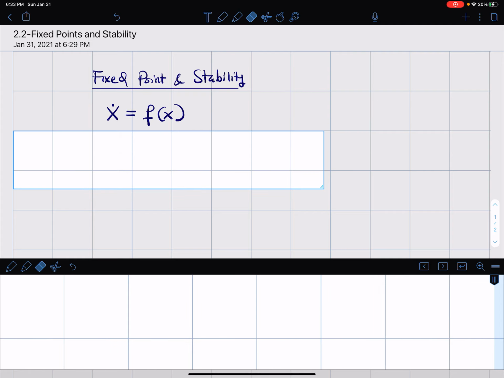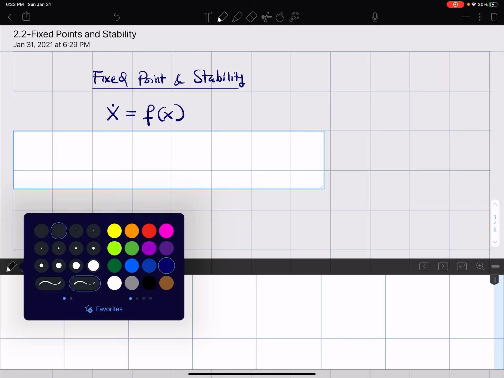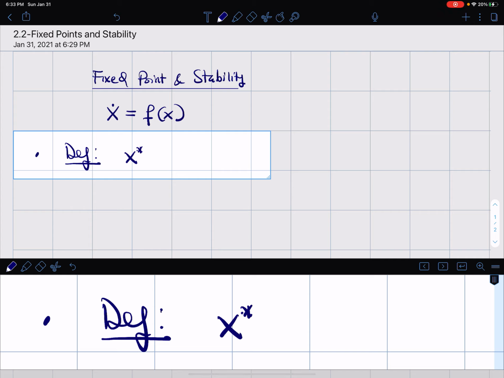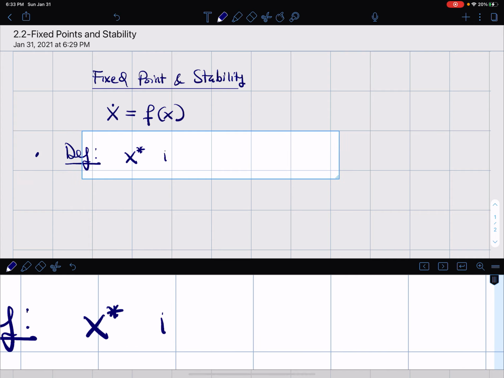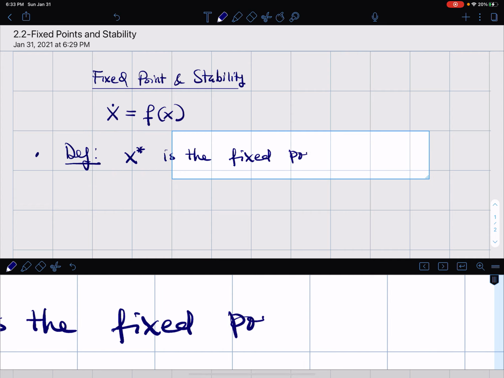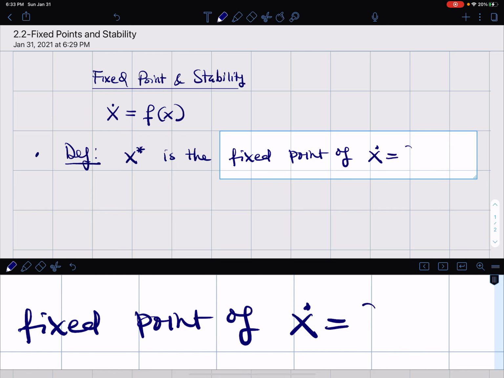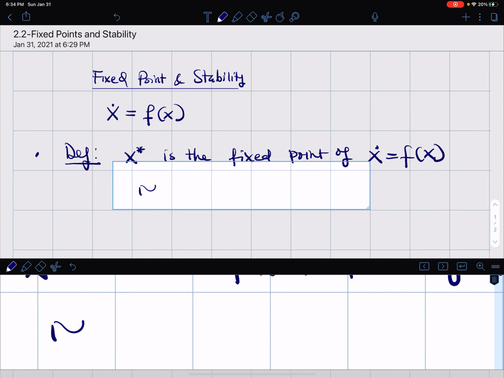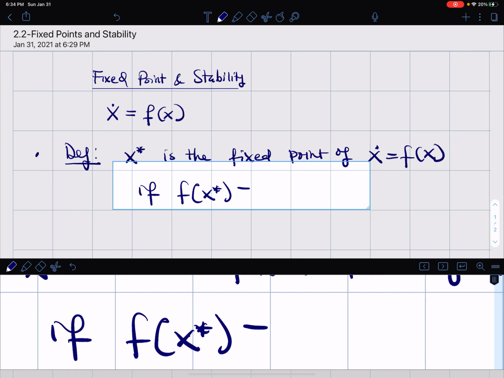Okay, so I think we can just go ahead and have a definition for this. Definition: x star is a fixed point of the dynamical system, or the differential equation x dot = f(x), if f(x star) = 0.